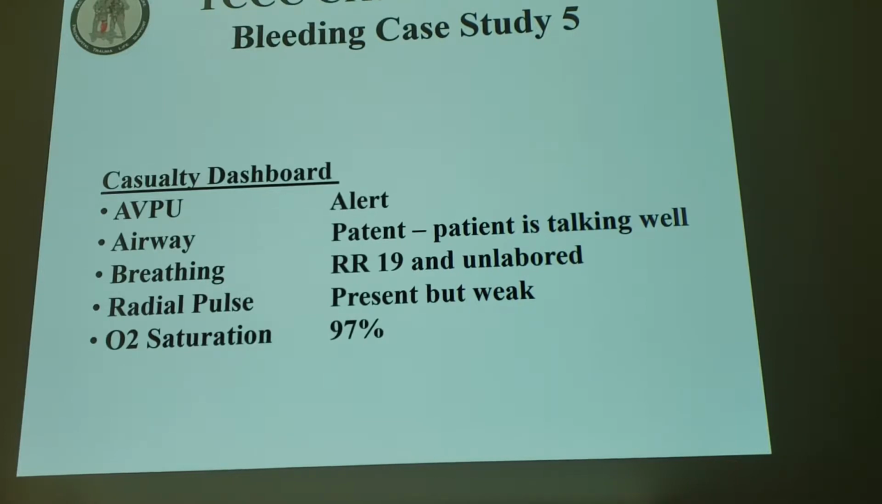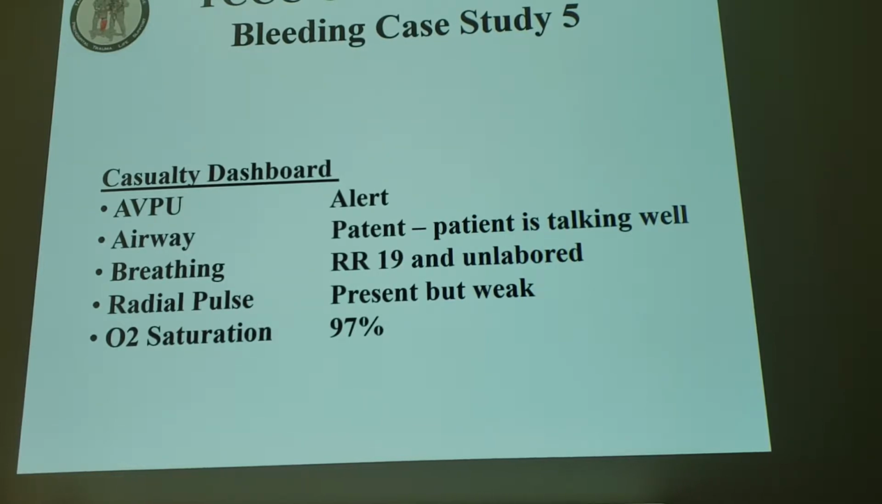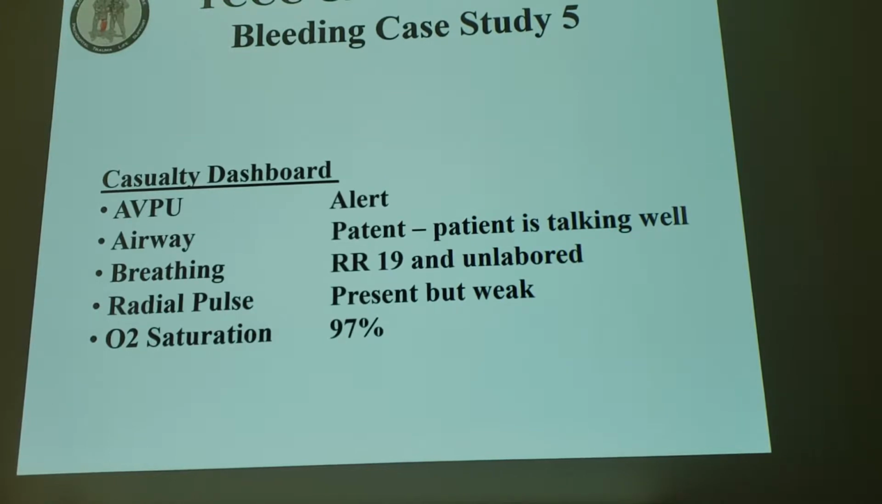Casualty dashboard. Okay, so they're AVPU, we talked about that: alert, verbal, pain, or unresponsive. They're alert. Airway, it's patent, which means it's clear, it's working, right? Patient is talking well. That's a great indicator of whether they have an airway if they're talking to you. Breathing, respiratory rate is 19 and unlabored, which is a little high, right? 19 breaths per minute. Radial pulse, present but weak. And then O2 saturation 97%. So what does this tell us?